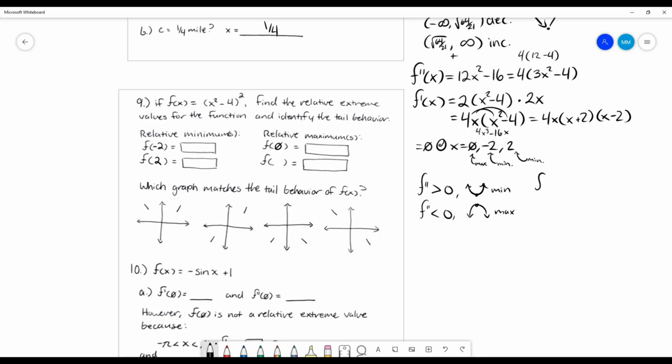So we get negative 2 and 2, and then we just plug those back into our original function to see what they are. So I'll start with the 0 because that's nice and easy. It's going to be negative 4 squared, which is 16, and there is no thing for these two.